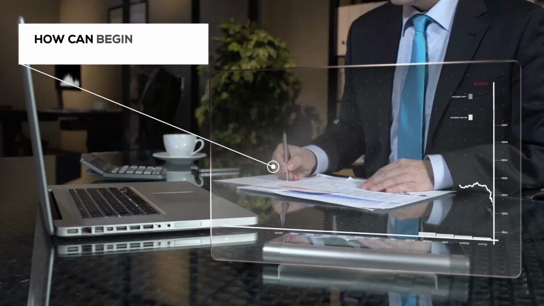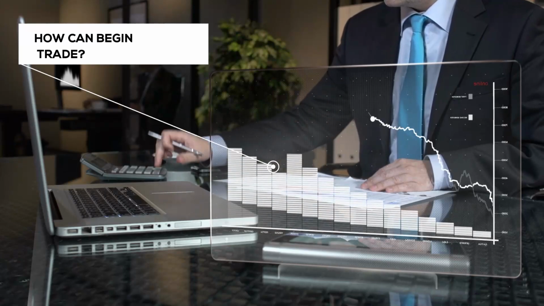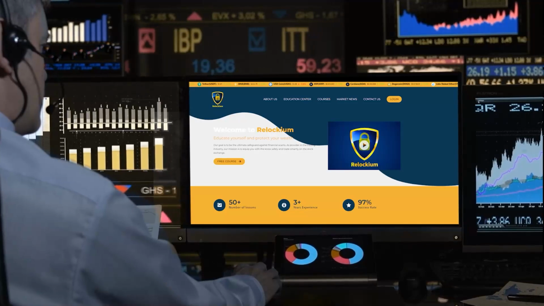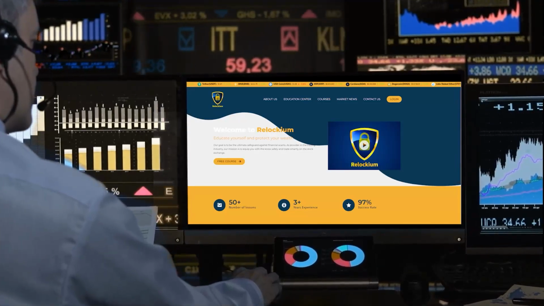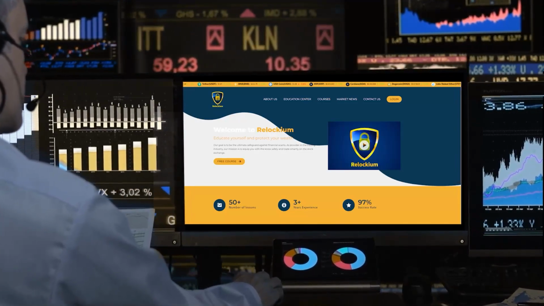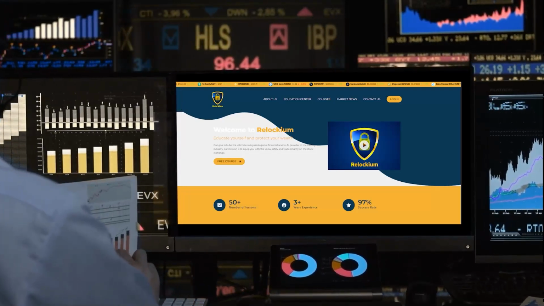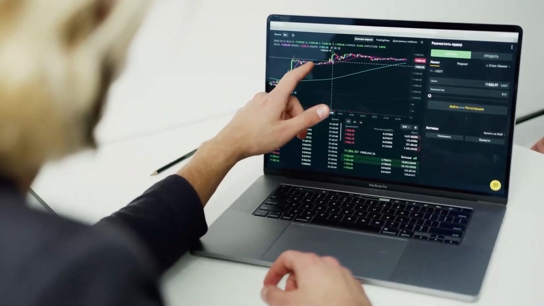How can you begin to trade? Today, it's very simple. After choosing your broker, you can begin to trade. Simply contact the Relockium experts from our trading school to assist you with finding the right broker. After you've set up your trading account, you're ready to begin.